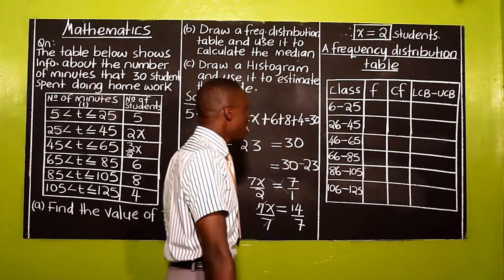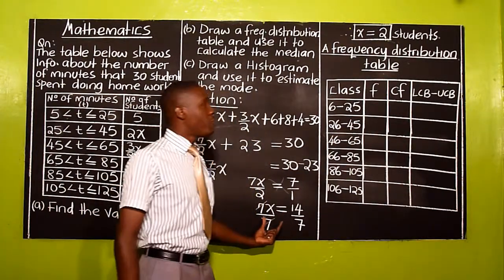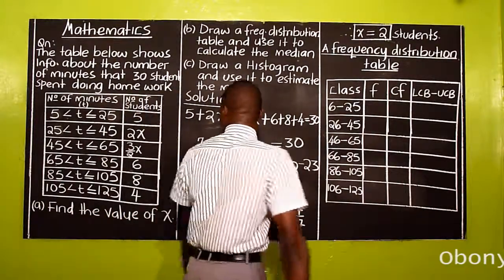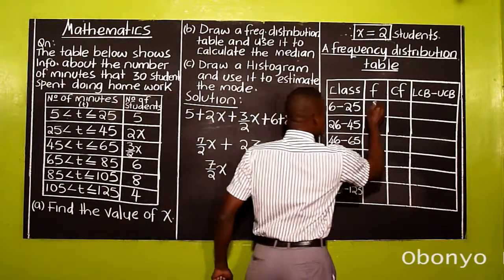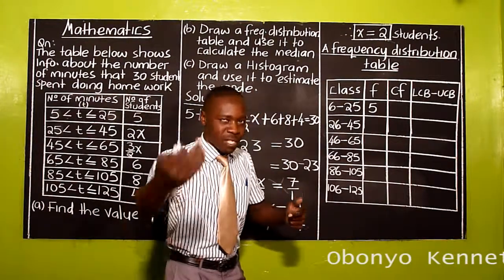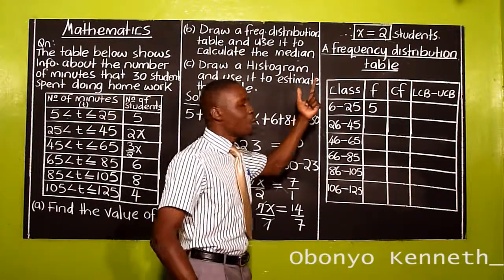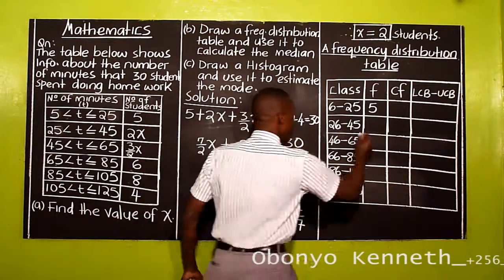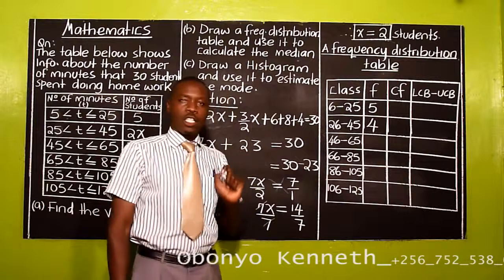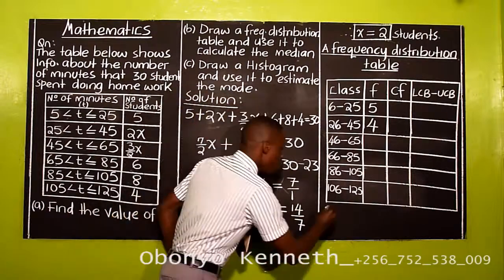Going to transfer the frequencies? Remember, we already got our value of x, which is equivalent to 2 students. So the first frequency is 5. The next one is 2x, 2 times the value of x. X is 2, 2 times 2, you get your 4.